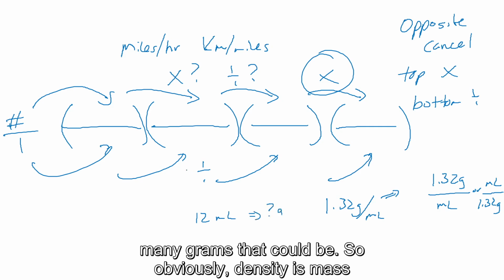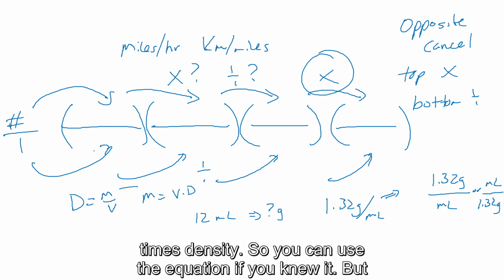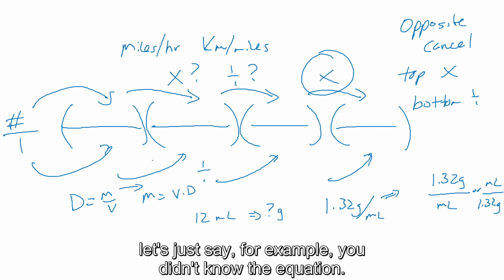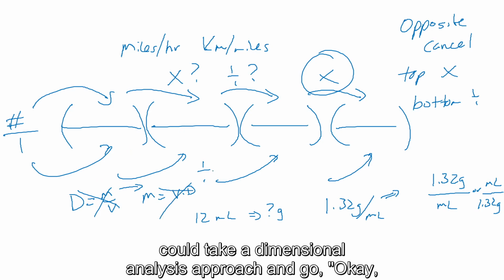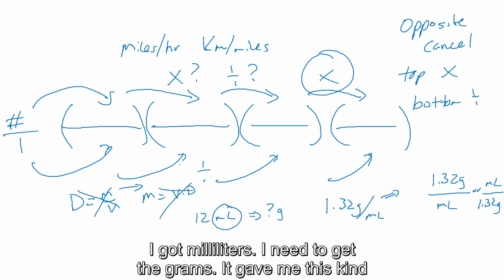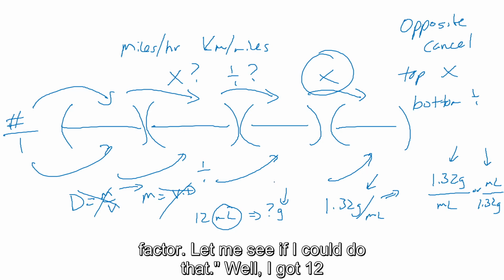So obviously density is mass divided by volume, and mass is equal to volume times density. So you could use the equation if you knew it. But let's just say, for example, you didn't know the equation, couldn't remember it, having a bad day, whatever it may be. You could take a dimensional analysis approach and go, okay, I got milliliters, I need to get to grams. It gave me this conversion factor that I could use. Let me see if I could do that.